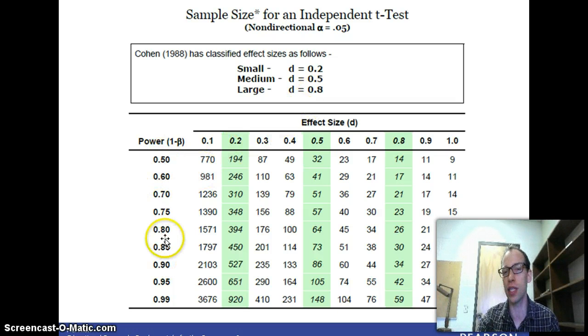And then power is the probability that if there is an effect, you'll actually pick it up. So notice that you typically would want a power of 0.8 or more. So let's look at that. If you have a treatment with a small effect, it would take you, on average, a sample of almost 400 to pick up that effect.